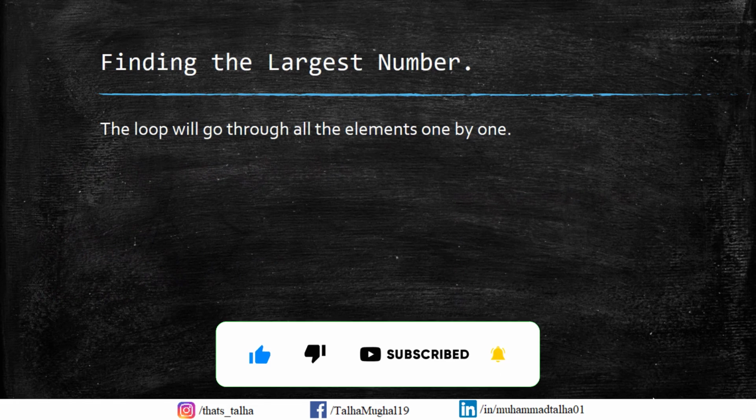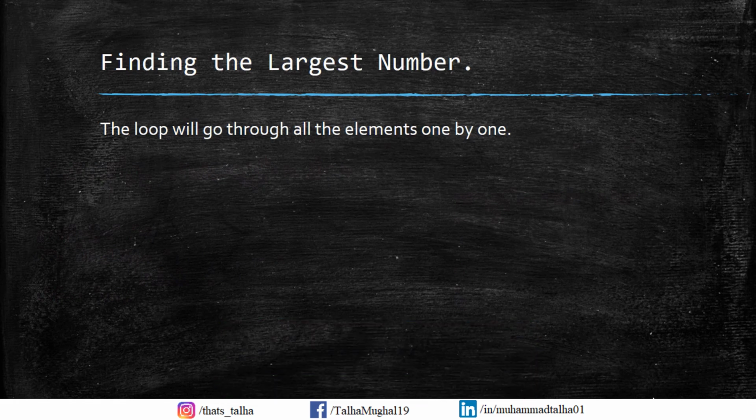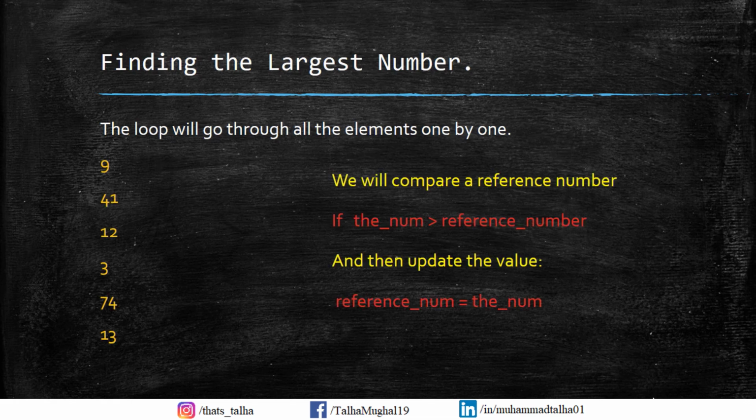Earlier we said that for loops can be used to find elements in a set of data. So what if we want to use this for structure for finding the largest number present in the set of data? For that, this loop will obviously go through all the elements one by one, and then the loop will compare all those elements with each other to see which one is the largest one. Now the loop will go through all the elements. It will start from 9, 41, 12 all the way to 13.